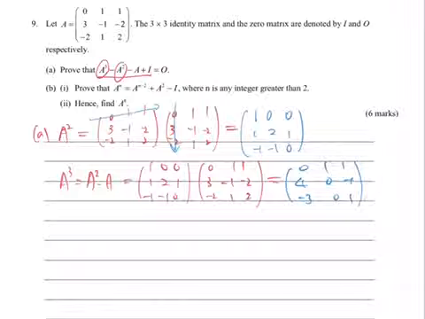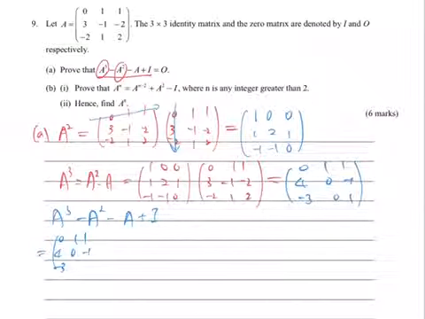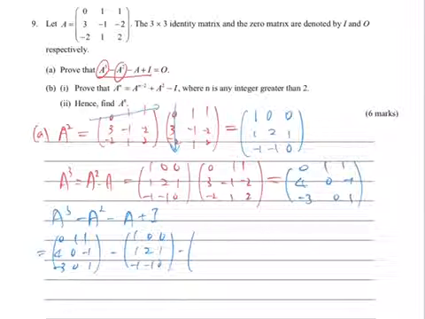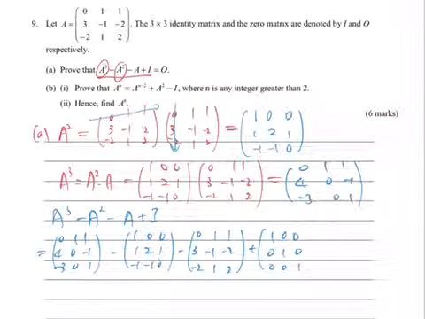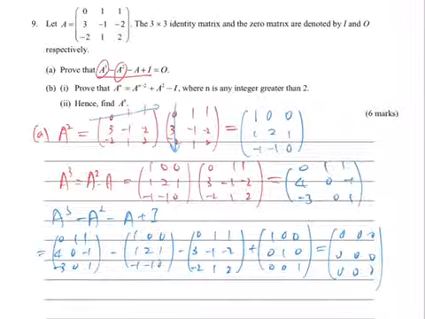Now we will try to add up the left hand side. So A cubed is 0 1 1, 4 0 minus 1, minus 3 0 1, minus A squared, 1 0 0, 1 2 1, minus 1 minus 1 0, minus A, which is 0 1 1, 3 minus 1 minus 2, minus 2 1 2, and the last one plus I, 1 0 0, 0 1 0, 0 0 1. And then you further simplify, you will get a 0 matrix. So we prove part A.